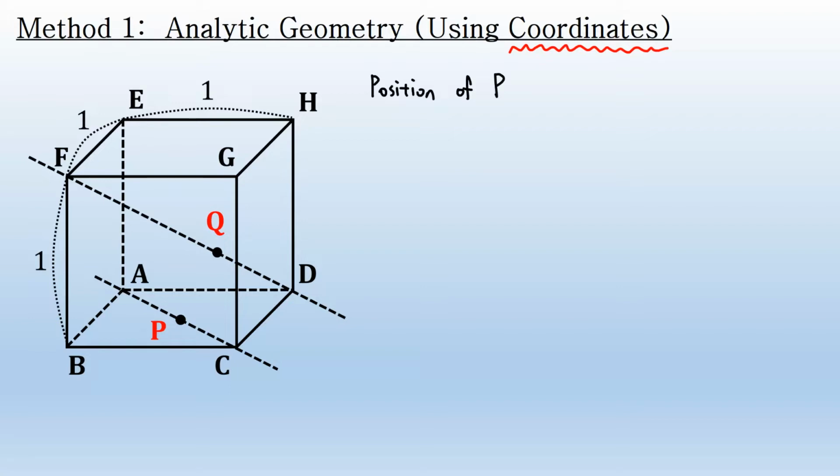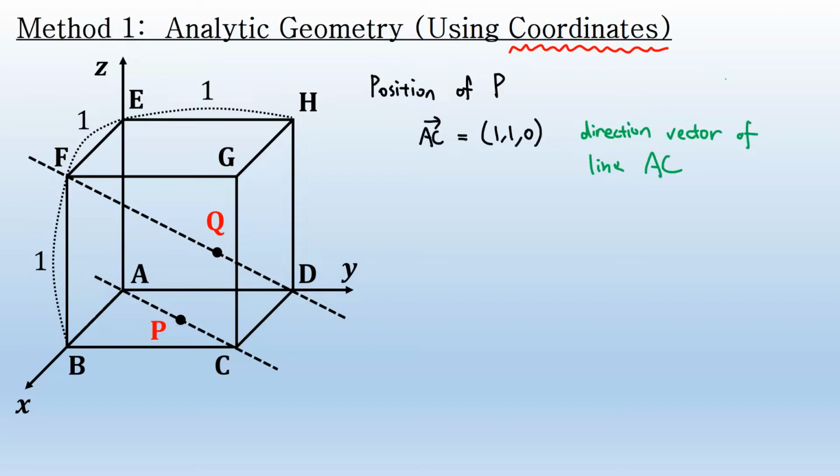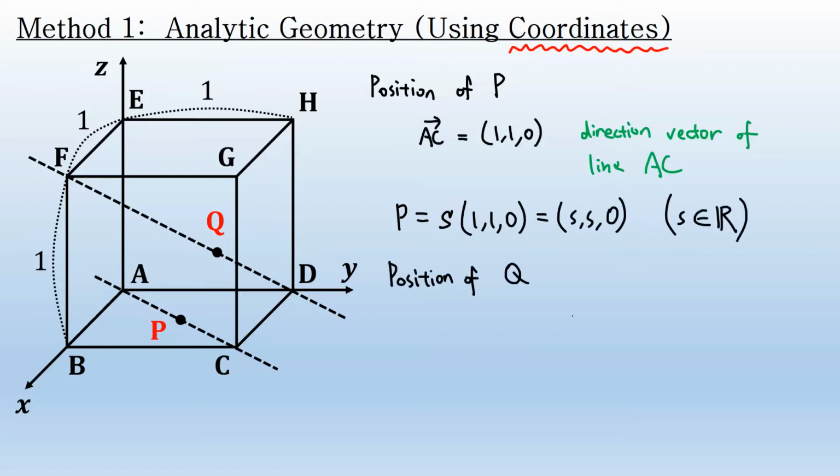First, the position of P. Let us take coordinates like this, with point A being the origin. Note that vector AC is (1, 1, 0). You can think of this as the direction vector of the line AC. Therefore, position of P can be expressed as some real number s times that direction vector, which is (s, s, 0). And we do the similar thing for point Q.